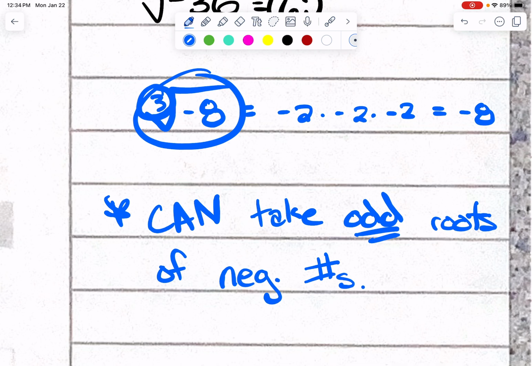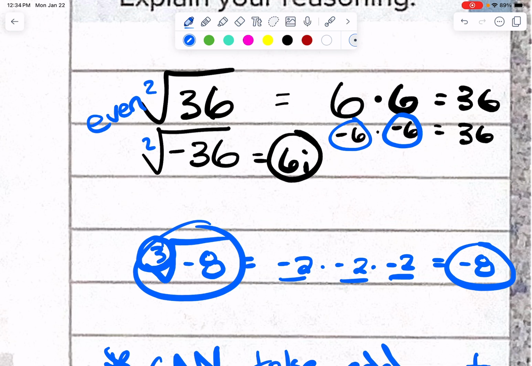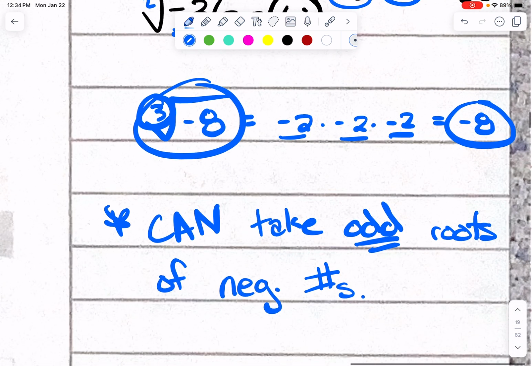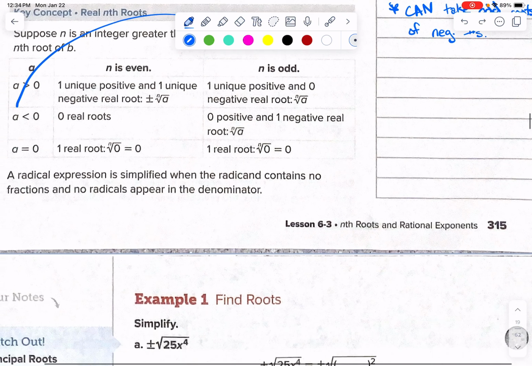So if it's a cubic root or a fifth root or a seventh root or something like that, you can take it of a negative number because 3 negatives are going to keep it as a negative, versus 2 negatives make a positive. So I will never get a negative as a square root, okay? All right, so there's that. That's kind of what this table down here is saying. Let's go to an example.